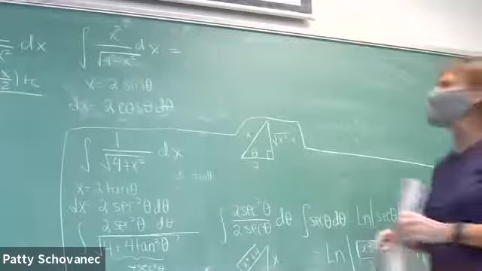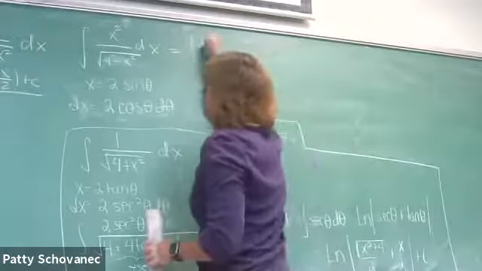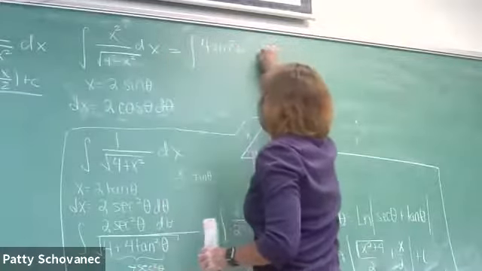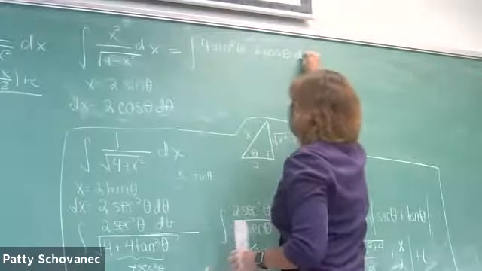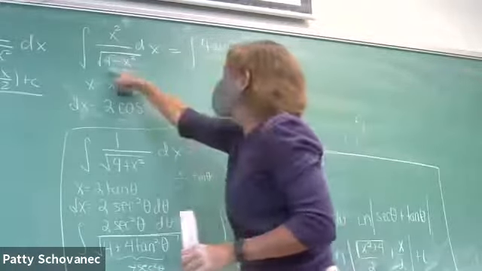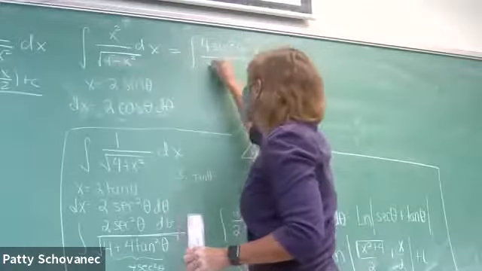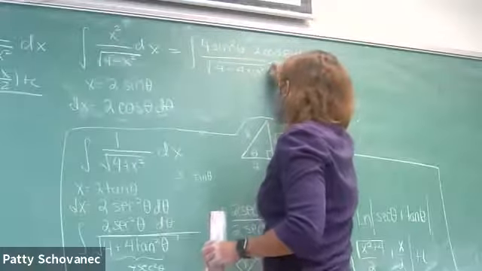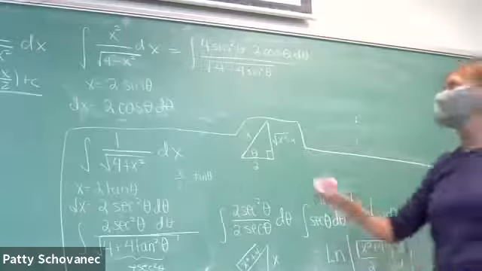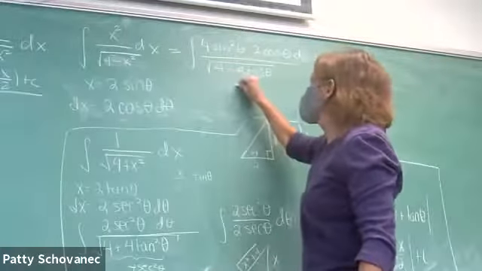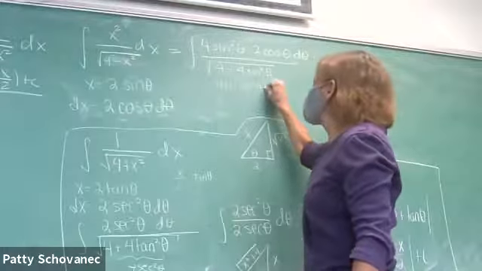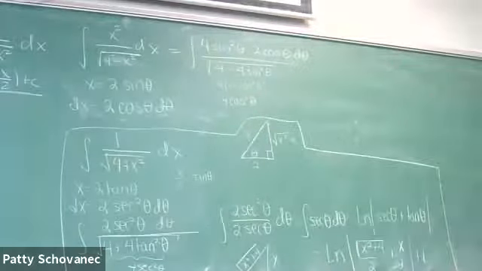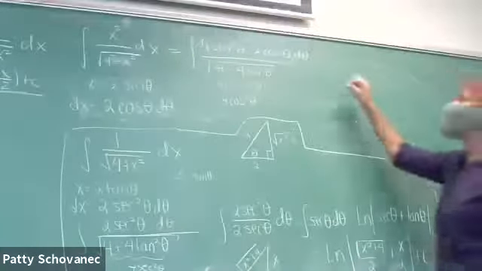X squared on top becomes 4 sine squared of theta. Joining that is the dx term, which is 2 cosine theta d theta. And then we have 4 minus 4 sine squared theta under the radical sign. After we factor out the 4, you'll have a 1 minus sine squared, and that was our cosine squared. So the radical sign is holding a 4 cosine squared of theta. We can take the square root of each term and get a 2 cosine theta in the denominator.